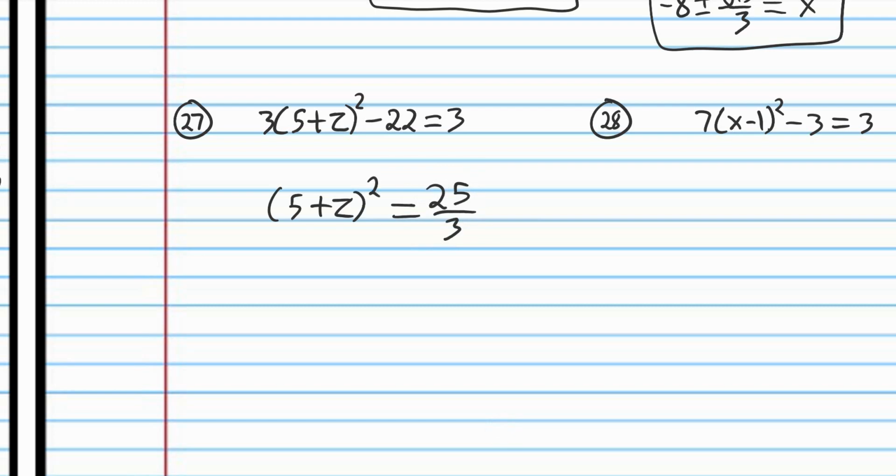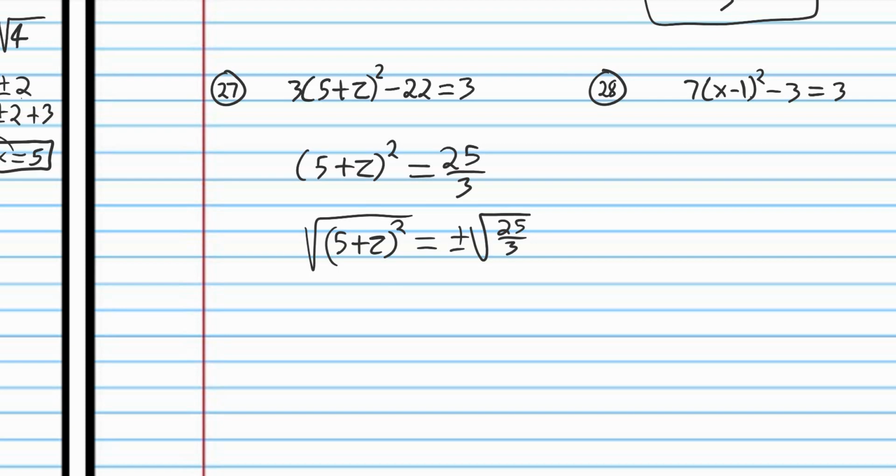So we isolated the square by adding 22 to both sides and dividing by 3. And now we're going to get rid of the square by square rooting both sides. And make sure that square root goes all the way down over the 3 also. And again, we learned in the previous class that this expression would end up being plus or minus 5 over root 3.